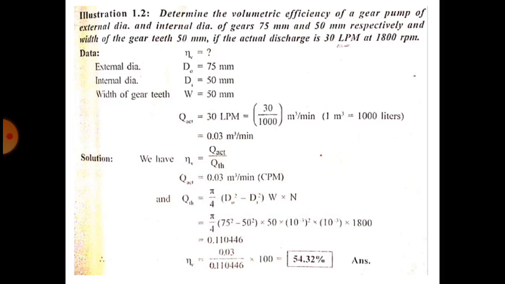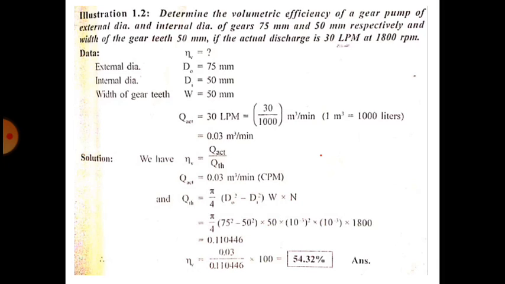If we convert this into meter cube per minute, it will become 0.03 meter cube per minute. So 30 divided by 1000 gives meter cube per minute. If it is in meter cube per minute, multiplying by 1000 gives liters per minute, but here 30 liters per minute is given, therefore we divide by 1000 to get the answer in meter cube per minute. That is, Q actual is 0.03 meter cube per minute. Q actual is given, and we want to find the volumetric efficiency, Q actual divided by Q theoretical.